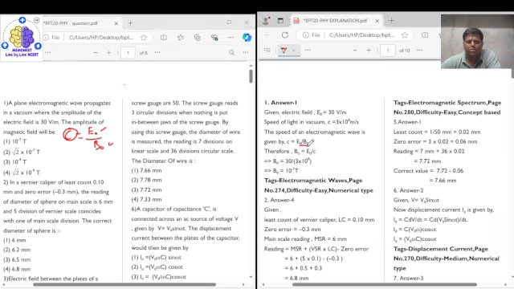c is equal to E naught upon B naught, so B naught will be equal to E naught upon c. E naught is given as 30 to us, and c is 3 into 10 to the power of 8. Dividing this, we get B naught is equal to 10 to the power of minus 7 Tesla. So the correct answer for question number 1 is option number 1, that is 10 to the power of minus 7 Tesla. Coming to question number 2.